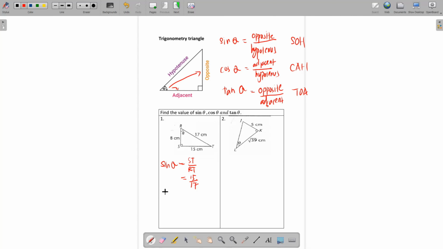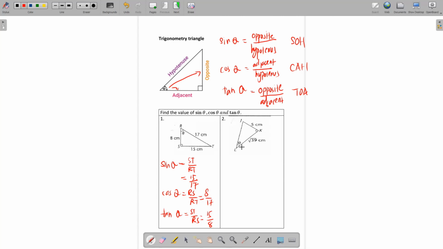So how about your cos theta? So cos theta is the adjacent. So adjacent of this is RS, over RT. So RS over RT is 8 over 17. Whereas for tangent theta will be opposite, which is the ST, over RS, the adjacent. So we will have 15 over 8.